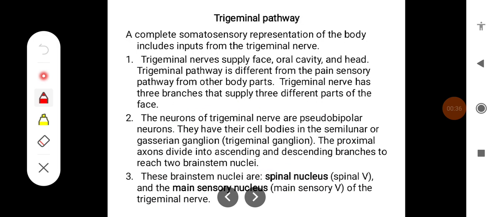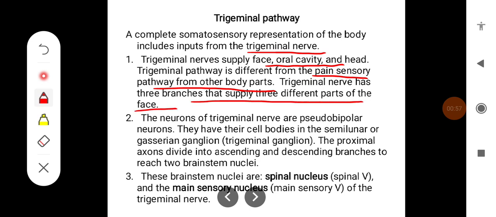A complete somatosensory representation of the body includes inputs from trigeminal nerves also. The trigeminal nerves supply face, oral cavity, and head. The trigeminal pathway is different from the pain sensory pathway from other body parts. The trigeminal nerve has three branches that supply three different parts of the face.